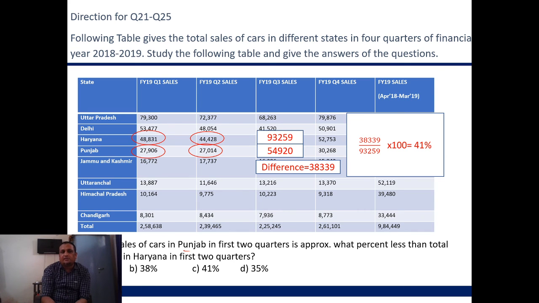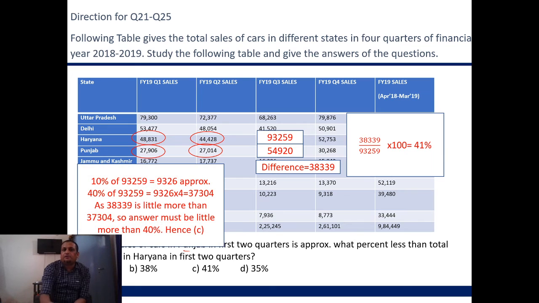Total sales, what percent less than the total sales of Haryana? Haryana is the base of this question. So it means 38339 is what percent of 93259? Now how I calculated it is as 40%. First, I visualized the options, and the options are very near to 40%.